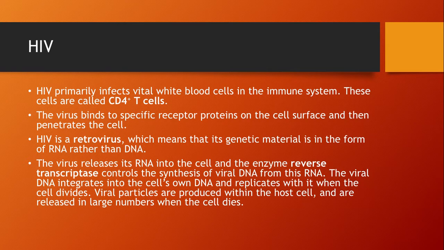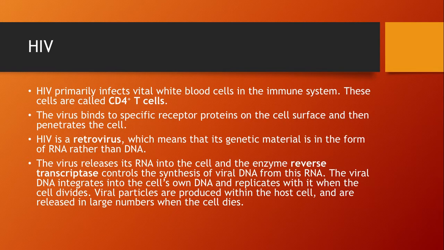So let's talk about the HIV virus. HIV will primarily infect vital white blood cells in the immune system. These cells are called CD4 T cells. The HIV virus will bind to a specific receptor protein on the cell surface and then penetrate the cell. Now, HIV as a virus is known as a retrovirus, which means that its genetic material is in the form of RNA rather than DNA.